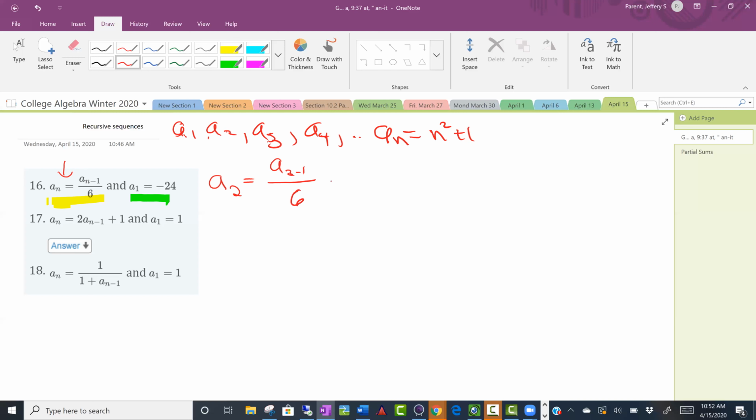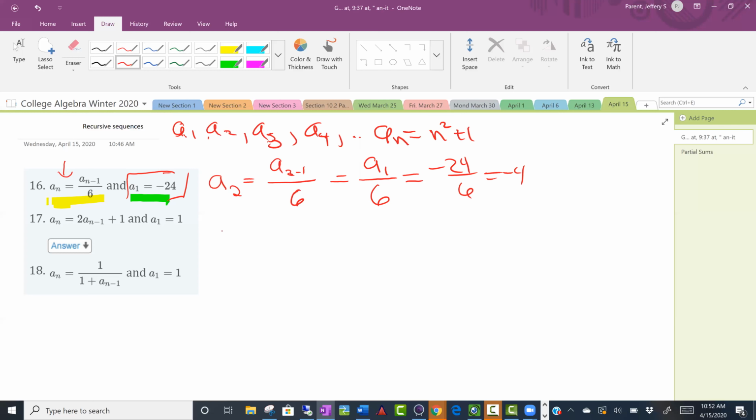Now, 2 minus 1, I don't think you need to bust out your calculator for that. That's a sub 1 over 6. So basically, to get the second term in the sequence, I have to take the first term and divide it by 6. So what's the first term in the sequence? Well, that's right here. It's negative 24 divided by 6, or negative 4. So that's a sub 2.